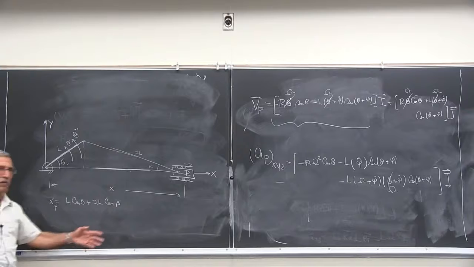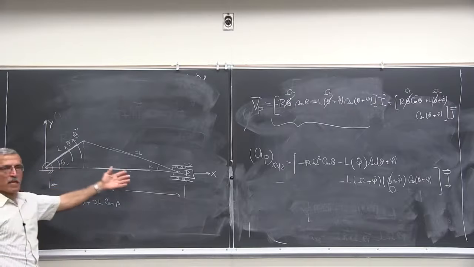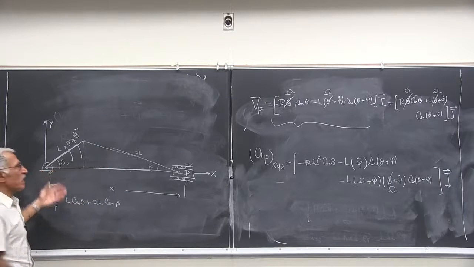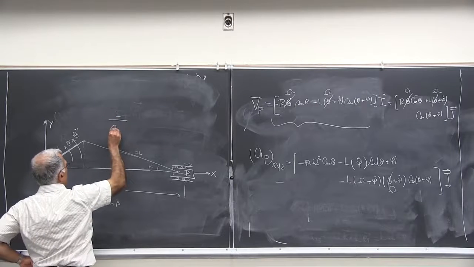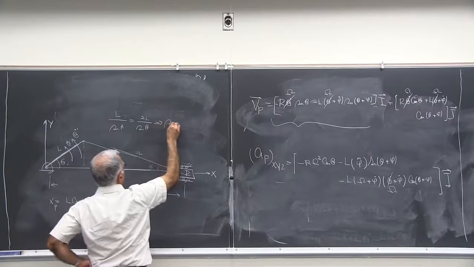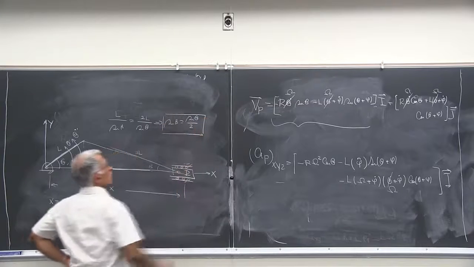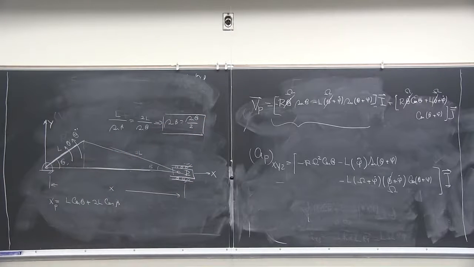And of course, there is a relationship between beta and theta. What kind of rule do you use to find the relationship between beta and theta? The law of sines. So you can say L over sine beta is equal to 2L over sine theta. Or you can say sine beta is equal to sine theta divided by 2. So you do have a relationship at any instant. And this is the position of that piston.